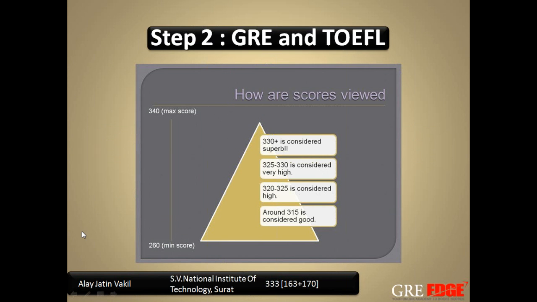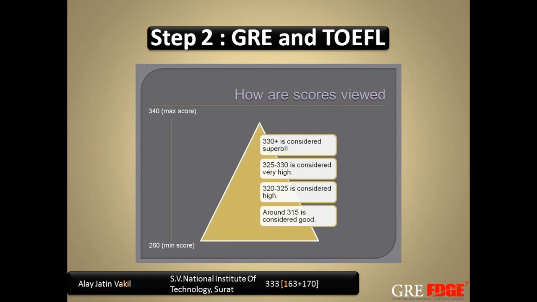This slide showcases what a good score is when you are going for GRE and TOEFL, and it comprises different scores on different levels. Starting from the minimum, 260 is the minimum score, 340 is the highest score. So if you are getting around 315 in GRE, that's considered to be a good score and would be considered by many universities. And if you manage to score 320 to 325, it will be considered a high score.